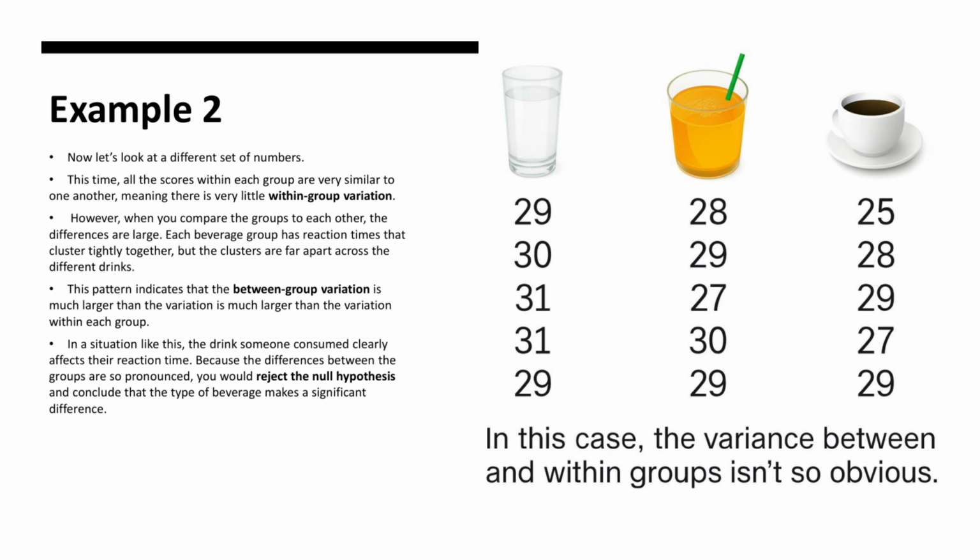Now, let's compare the groups to each other. The average reaction time for water is around 30, juice is around 18-20, coffee is around 10-13. These group averages are far apart from one another. This tells us that the between-group variation is much larger than the variation within each group. This is exactly the situation where ANOVA works best. People within each group are very similar.